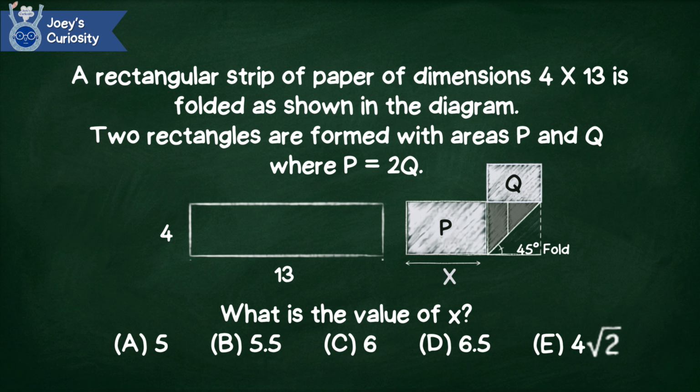This is the brief on solving a classic paper folding math puzzle. We're breaking down a really cool geometry problem involving a folded 4 by 13 rectangular strip of paper, showing you how to use some super simple logic to find an unknown length when you know one resulting section is exactly twice the area of the other.